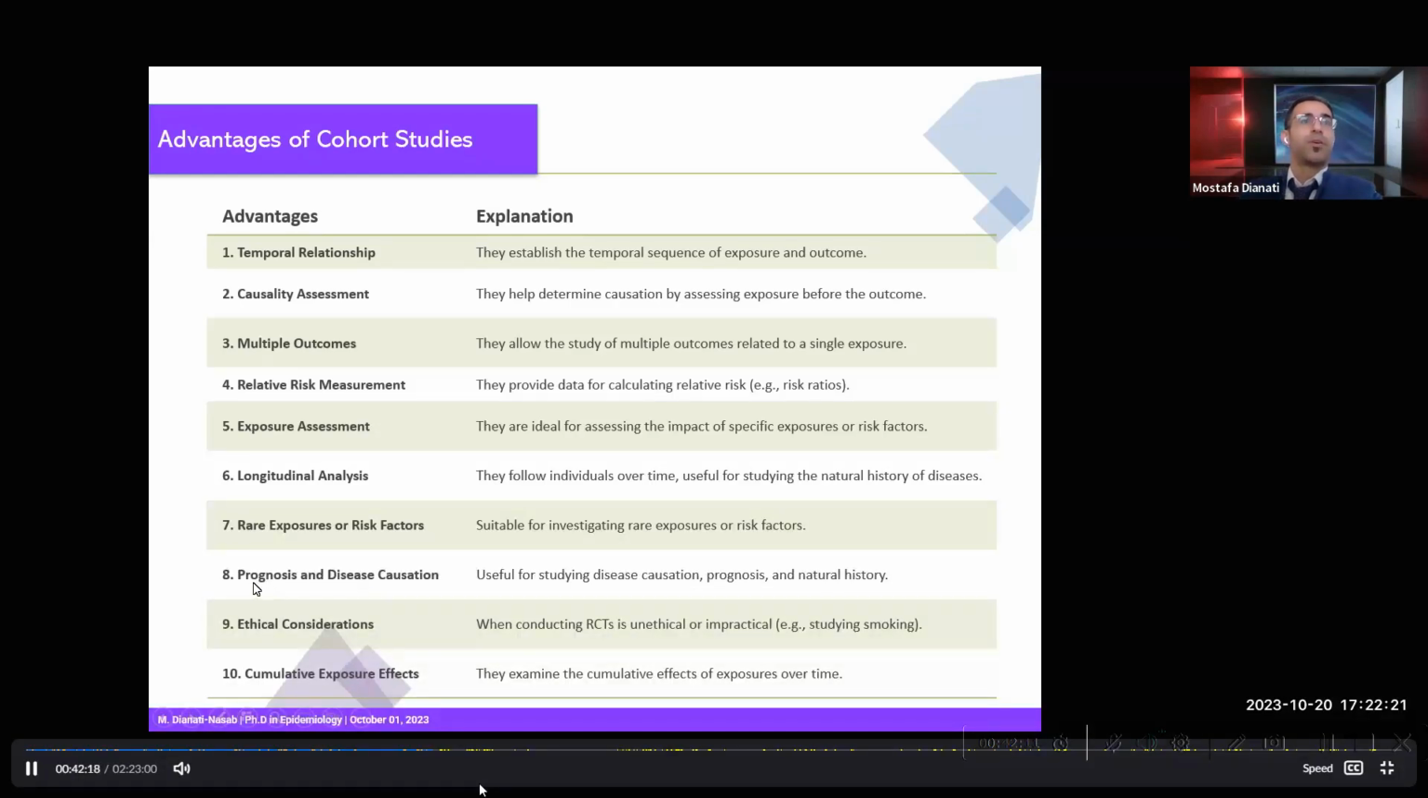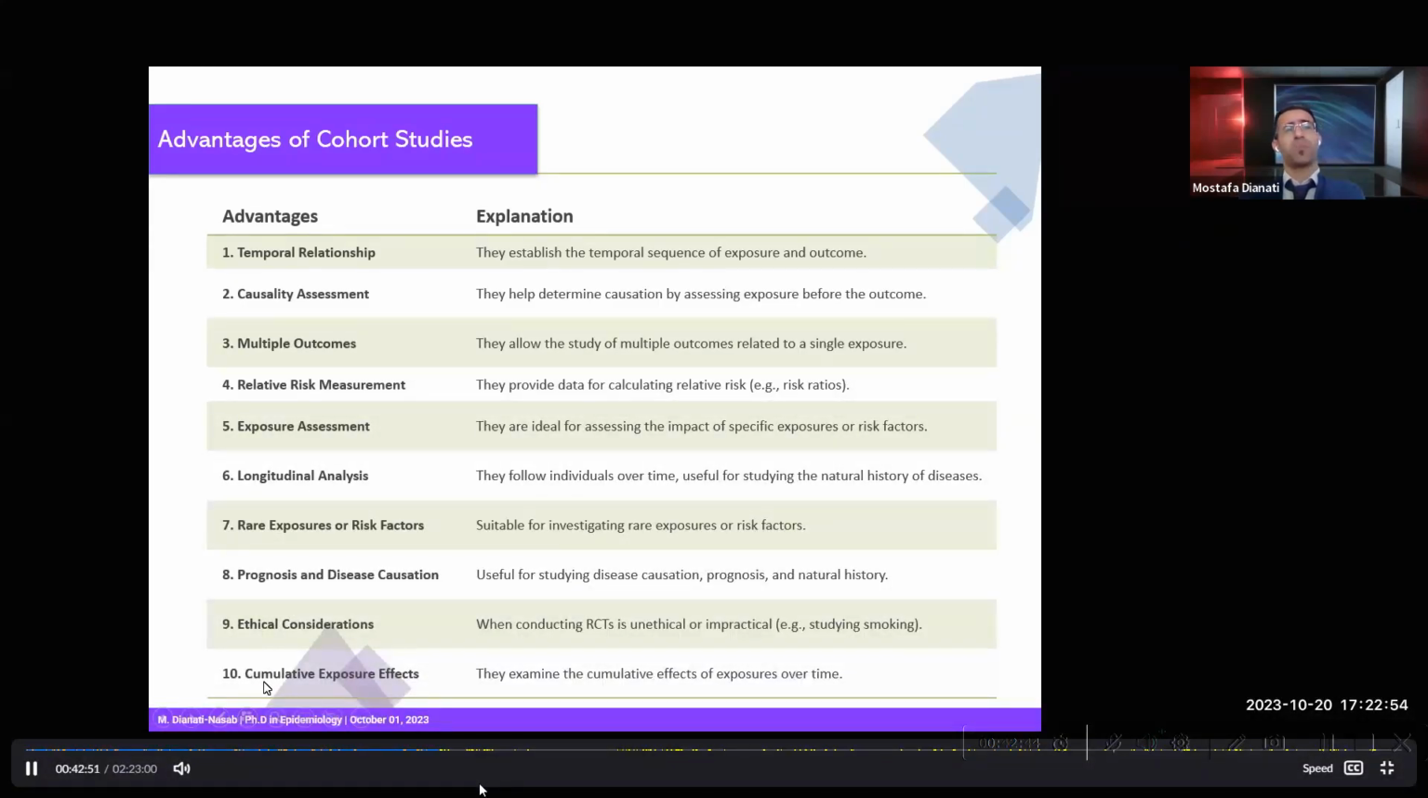So prognosis and disease causation, I already mentioned this one. Ethical consideration, same as case control study, I would say that ethical consideration is not that high because the exposure is out of your control. So this is obvious when you are not implementing any exposure to the society or to the population. So the ethical consideration could be low.